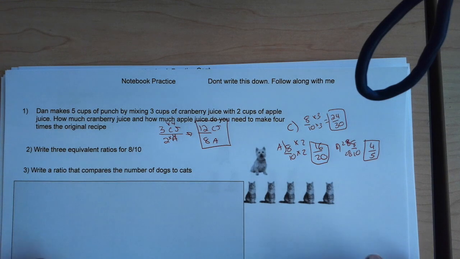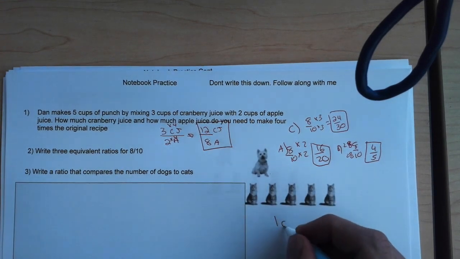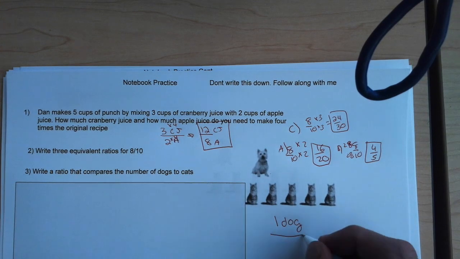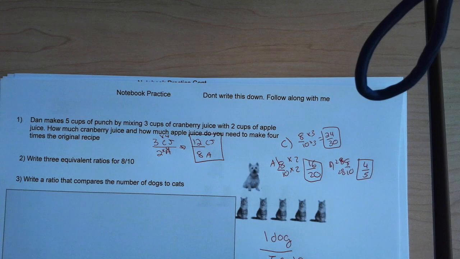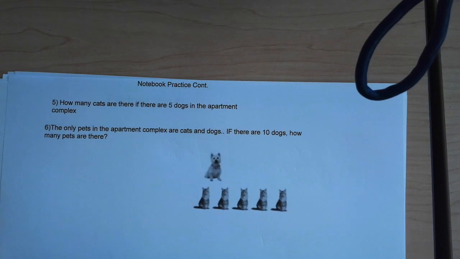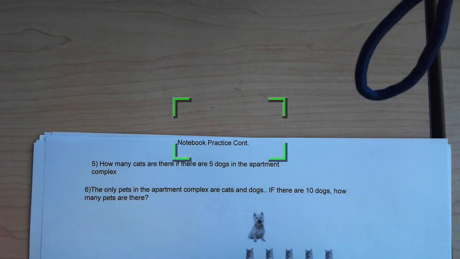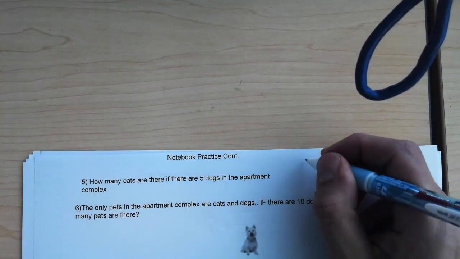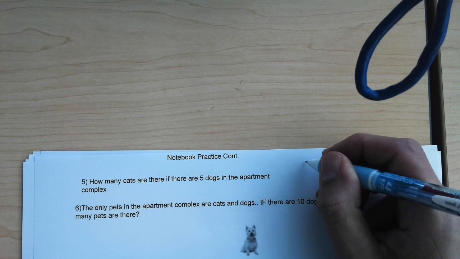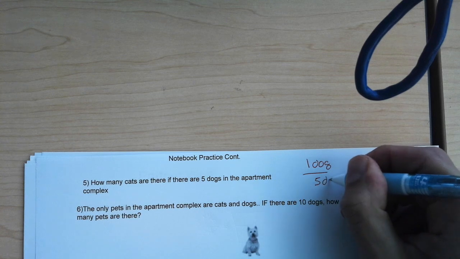Write a ratio that compares the number of dogs to cats. We have 1 dog over 5 cats. How many cats are there if there are 5 dogs in the apartment complex? So let's begin by writing our ratio again, which is 1 dog, 5 cats.